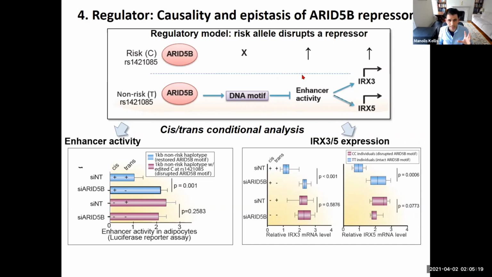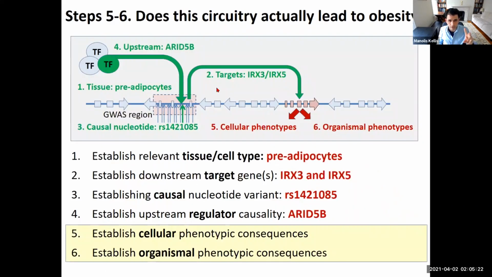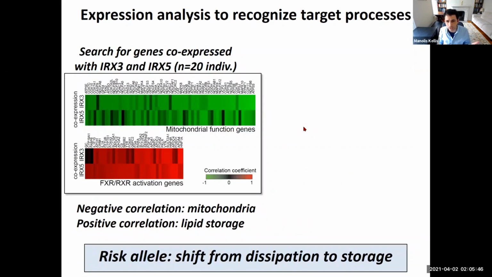Okay, and then the next step is great. We have the circuitry. We have the tissue, pre-adipocytes, to decide whether you go to fat burning or fat storing. We have the target genes, IRX3 and IRX5. We have the causal nucleotide based on the genome editing, and we have the upstream regulator, ARID5B. How does it actually function? Then we need to actually look at the cellular consequences.